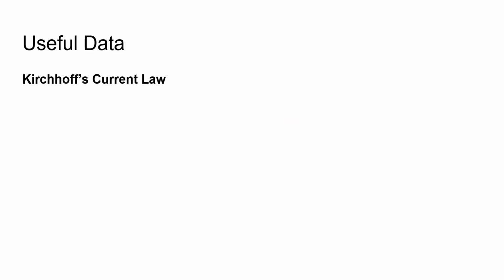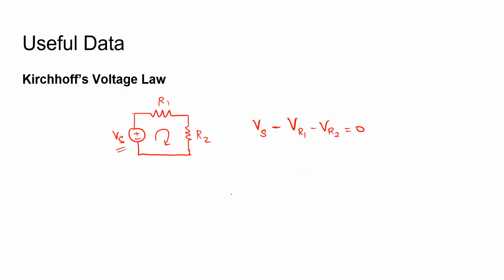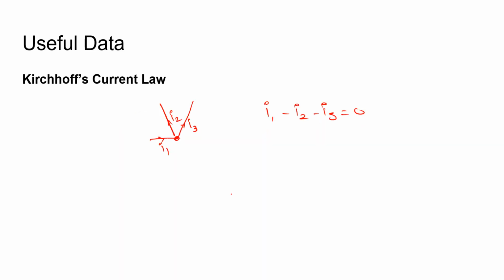Next, let's have a look at Kirchhoff's current law. Consider three branches where I1 is entering through one branch, I2 exits through another branch and I3 exits through another branch. According to Kirchhoff's current law, the algebraic sum of the currents entering and leaving a node is 0. So in this case, I1 minus I2 minus I3 is equal to 0. Let's make use of these two concepts and solve this problem.